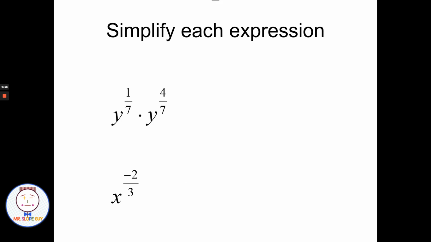All right, well, what do the harder problems look like? Well, let's say I have y to the 1/7 times y to the 4/7. When I multiply and have the same base, what do we do with the exponent? We add. Multiplying with the same base, we're following our same rules for exponents, so we're going to add. So if I add 1/7 and 4/7, I get y to the 5/7.